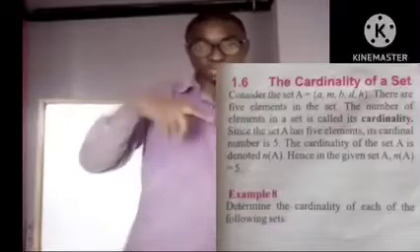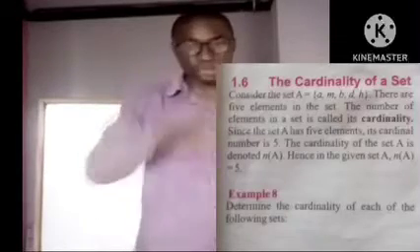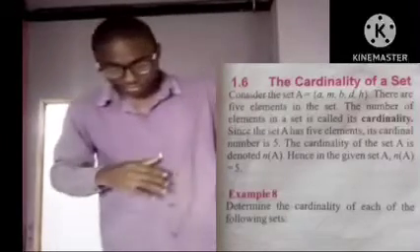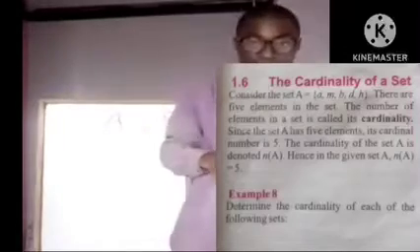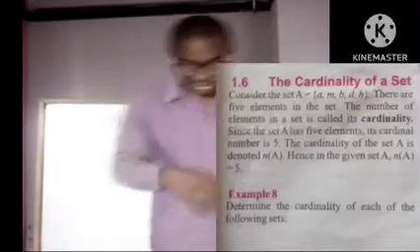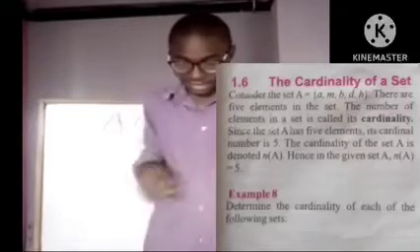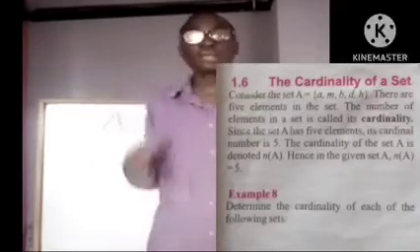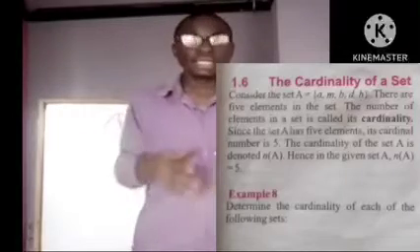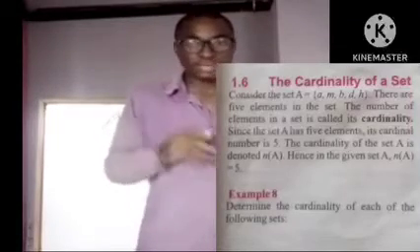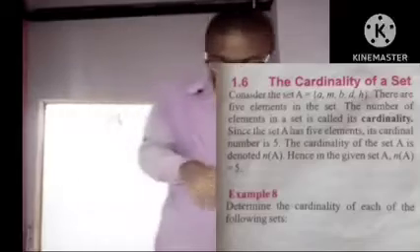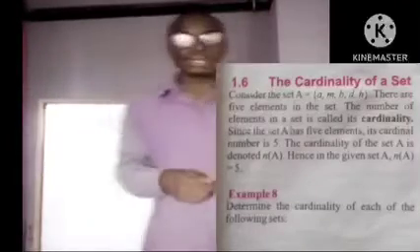There's a notation for cardinality of the set. Cardinality of the set is denoted by n(A). You can see it on the screen here. Hence in the given set A, n(A) is equal to 5. So that means n open bracket A is equal to 5, and that's the notation for cardinality of a set. That's the concept for cardinality of a set. But at that rate, let's solve an example. Here we have example 8, and we're asked to determine the cardinality of each of the following sets.